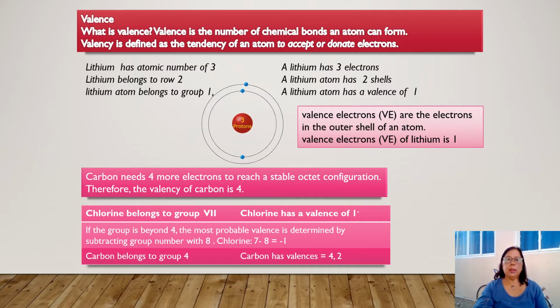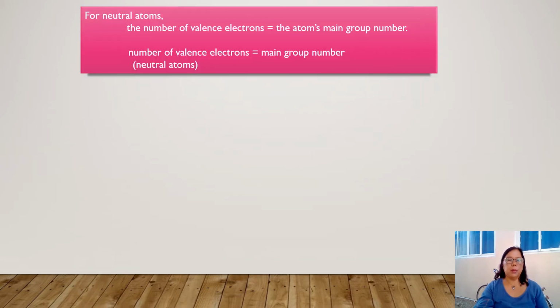Valence electrons are the electrons in the outermost shell of an atom. So, in the illustration, the valence electron for lithium is 1. For neutral atoms, the number of valence electrons is equal to the atom's main group number. Hence, the number of valence electrons is equal to the major group number of a neutral atom. So for hydrogen, it belongs to group 1, the valence is 1.